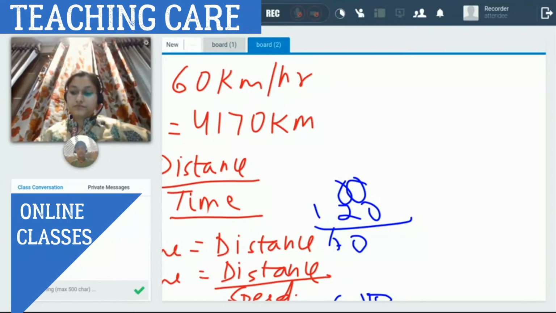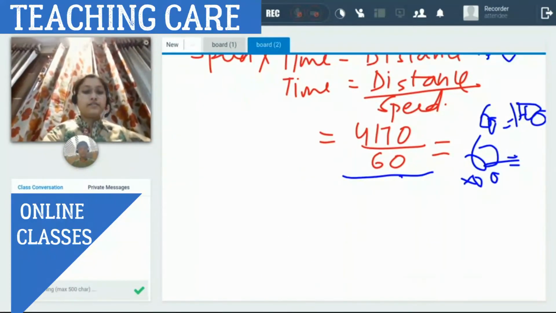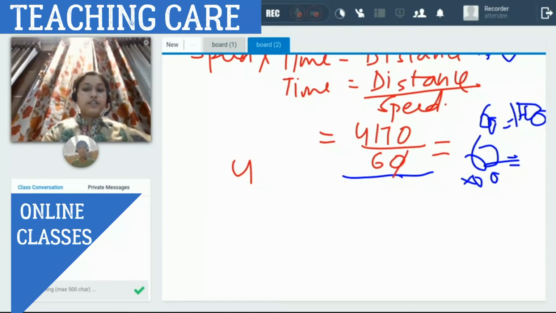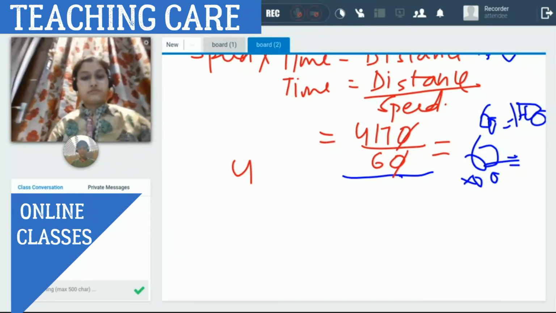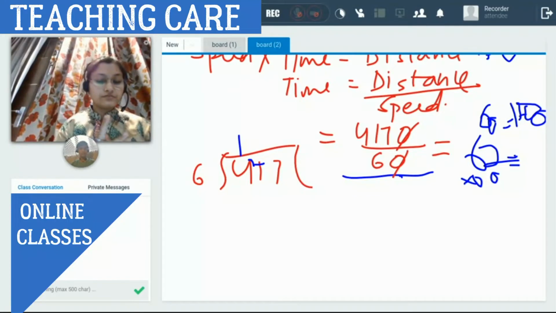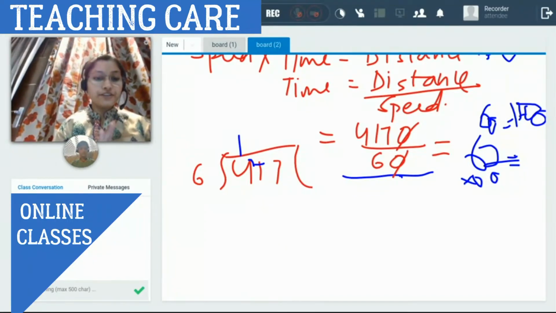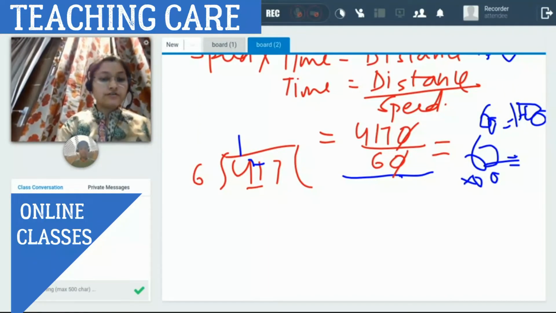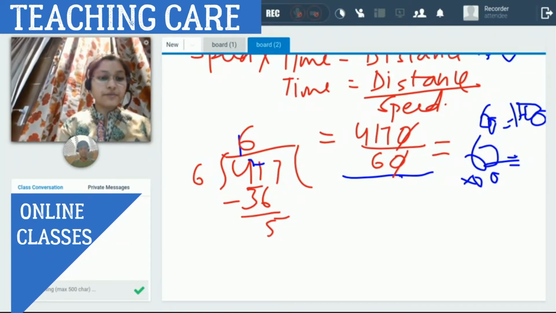So I know that 60 times 60 equals 3600. See, we need to divide it like this. 0 and 0 will cancel out. I'm left with 417 divided by 6. Now 6 into 6, 36. 6 into 7, 42. 42 is greater than 41. So I will go for 6 into 6, 36. So 41 minus 36, 5 will remain.